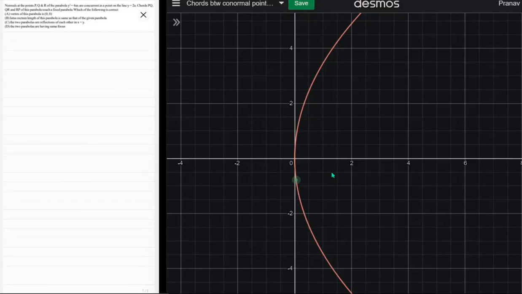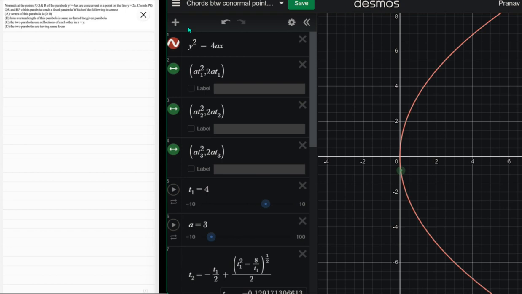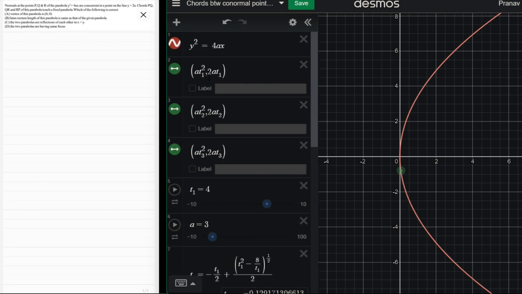Right. So this question says that normals at points P, Q, R of the parabola y squared equal to 4ax are concurrent in a point on the line y equal to 2a. So I have graphed the parabola y squared equal to 4ax over here. And as for the points, I will be using at squared, 2at, which will be my P. And then similarly, Q and R are parameterized like this. And they are saying that normals at these points are concurrent on a line y equal to 2a.